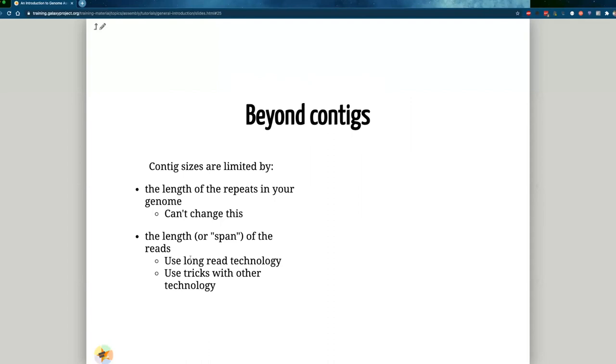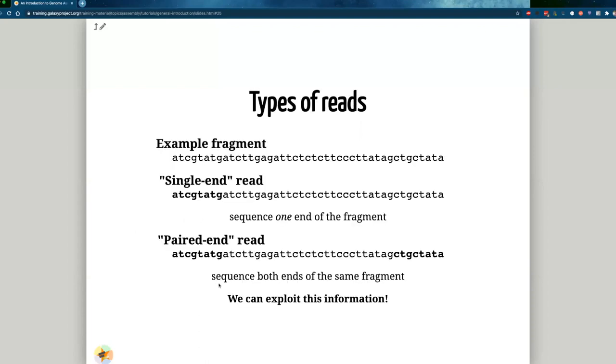Okay, so we want to go beyond contigs, but their sizes are limited by the length of the repeats in our genome, and we can't change that, and the length or the span of the reads. And we can use long read technology to hopefully overcome these repeats, but we can also use tricks with other technology.